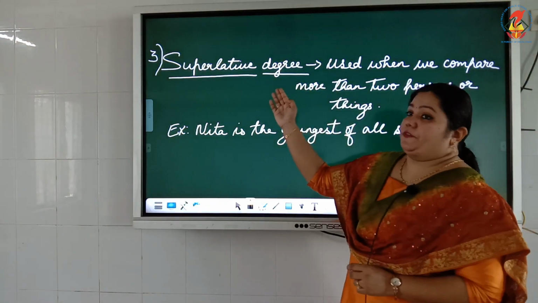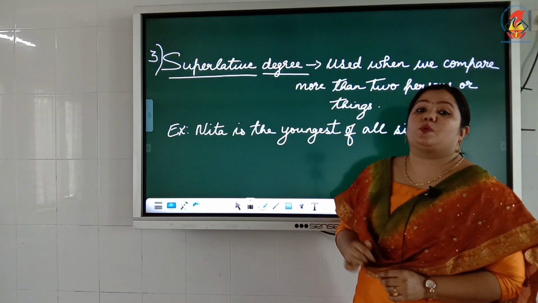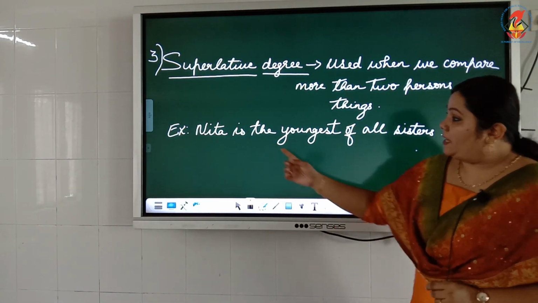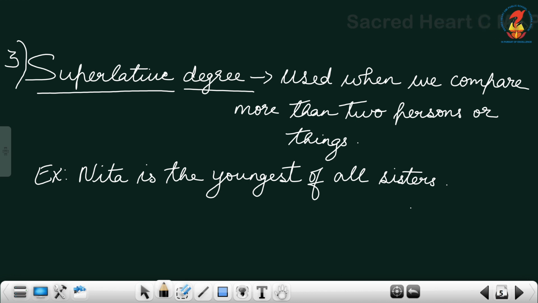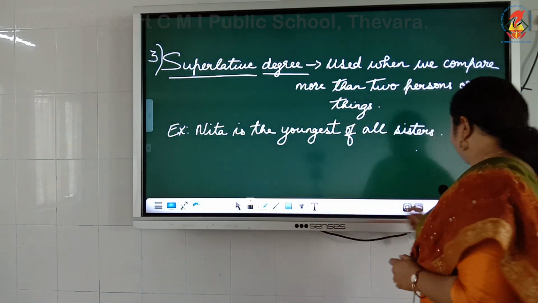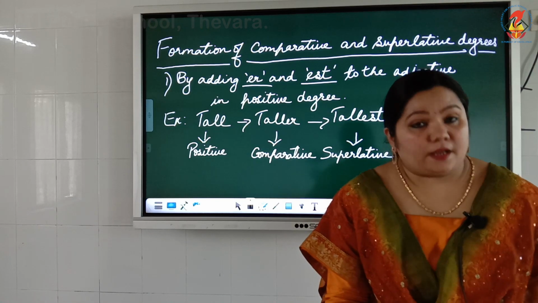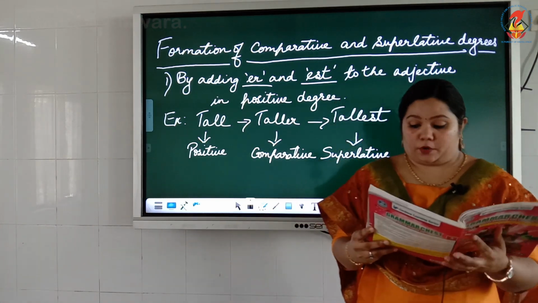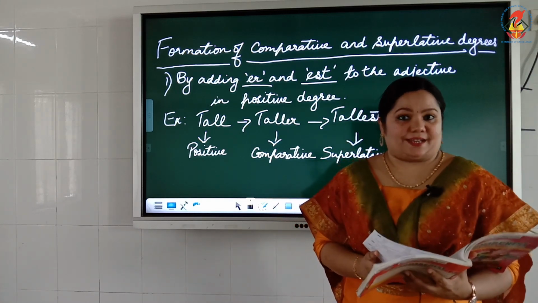In the same way, superlative degree is used when we compare more than two persons, animals or things. And look at the sentence, Nita is the youngest of all sisters. So we are comparing all the sisters and we are saying Nita is the youngest. So this sentence is in the superlative degree of comparison. Okay, and children, in your textbook on pages 44 and 45, you have all the examples given there. I want you to go through it and understand.